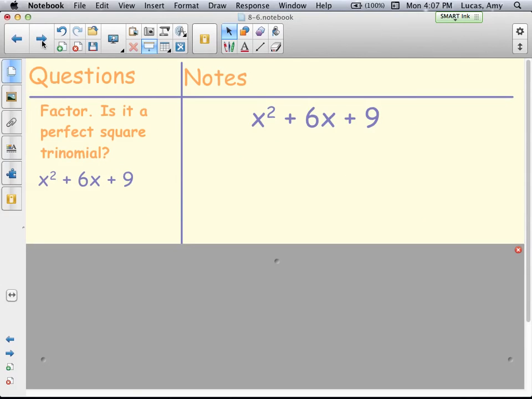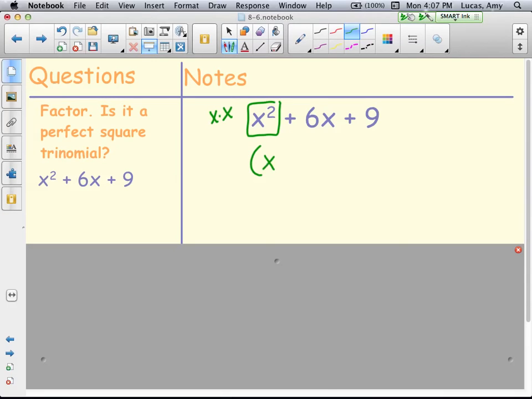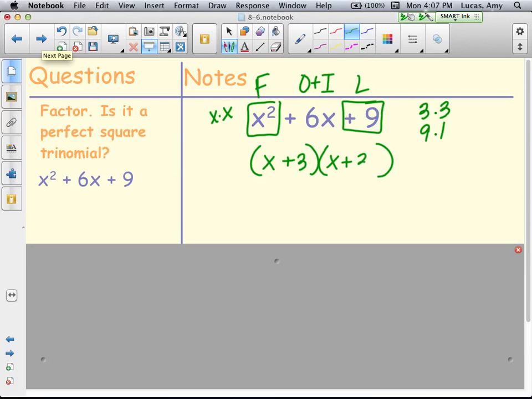Okay, so factor, is it a perfect square trinomial? x squared plus 6x plus 9. So x squared, we know, means x times x, so I start both binomials with x. Then I move all the way down to my last term. 9 could be 3 times 3 or 9 times 1. To get a middle term of 6, I'm going to guess first that it's 3 plus 3.